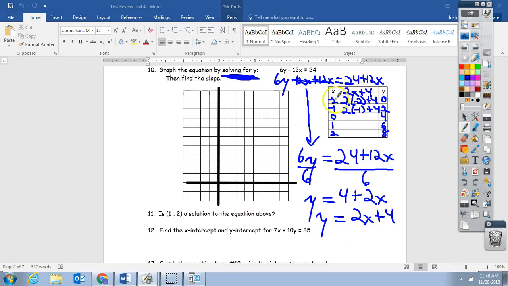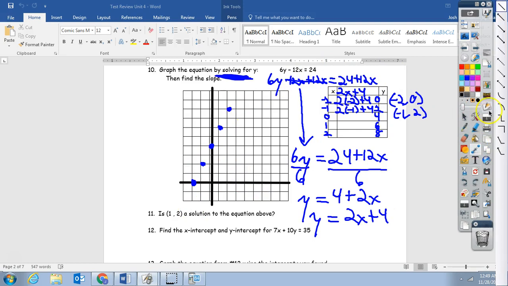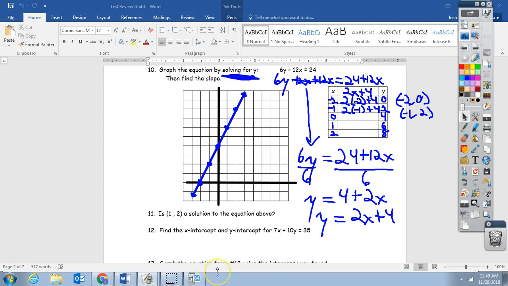Negative 2, 0. The first point right here, negative 2 and 0 for y. You go left 2 and stay at 0. Negative 1 and 2, left 1 and up 2. And you have 0 and 4, 1 and 6, 2 and 8. And then you connect your dots with a line. This one's probably going to be a little off here, but I will go ahead and try. We'll see what happens once we remove. Look at there, it worked.